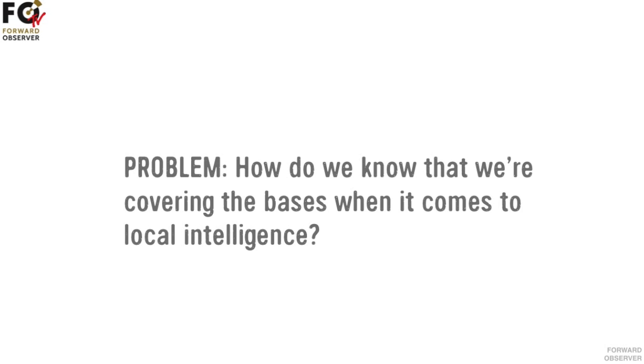So the problem is, how do we know that we're covering the bases when it comes to local intelligence? Well, in the next video, I'll answer this question in detail. But for now, if you're just getting started, we can use BESTMAPS to think our way through some of the information that we may need to know for our area. And this is actually one of the best ways to get started thinking about the utility of intelligence. You can start putting this information in your area studies.